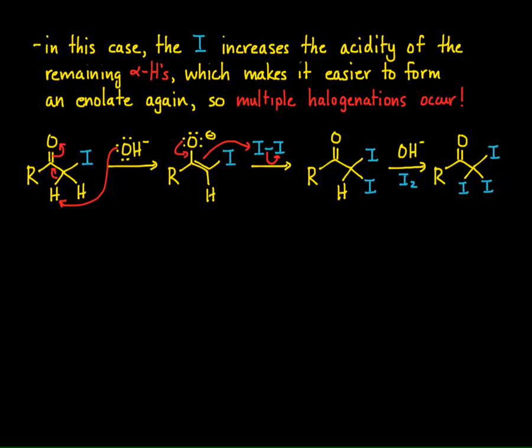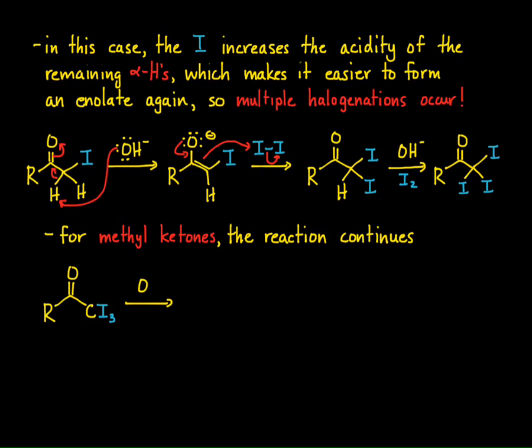Now there's one key aspect in basic conditions, and that is when you have a methyl ketone, the reaction actually continues even further. Notice in my example I have a methyl ketone that I start with. And I'm forming now this CI3. The iodines are withdrawing electron density from that carbon, and what happens is they actually stabilize the development of a carbanion in this case. So now I have a potentially good leaving group. I still have hydroxide in there.